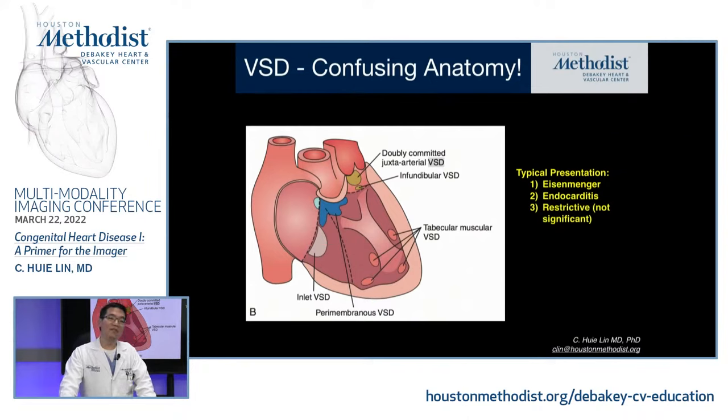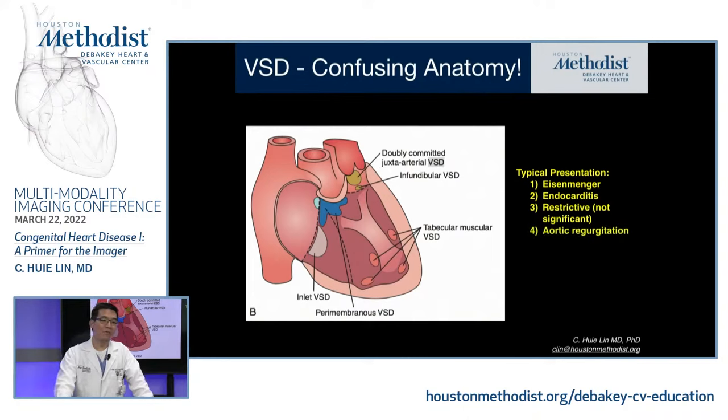Typically, however, if they have a small VSD, those patients will have a quote-unquote restrictive VSD. And that is characterized by having a high-velocity jet going through the ventricular septal defect, suggesting that the flow through the VSD is restrictive in nature and does not cause significant shunt physiology.